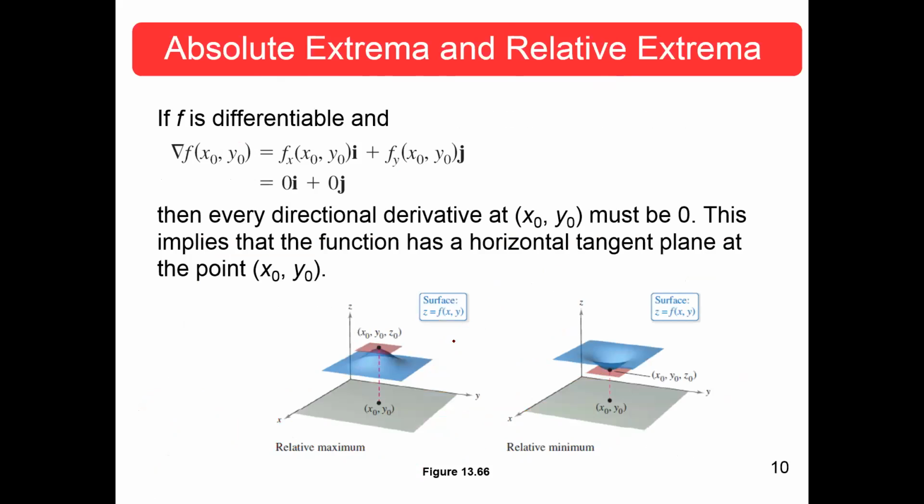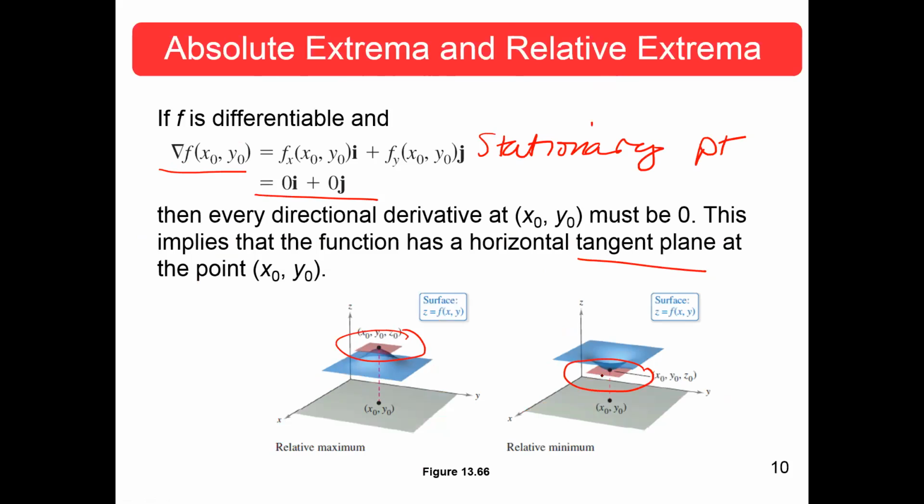Okay. Put that into the graph. When we're looking at the stationary point, due to the gradient being 0, that means the tangent plane has to be horizontal at that specific point, right? If you look at these two graphs, you can tell that on both of them the tangent plane is horizontal, right?